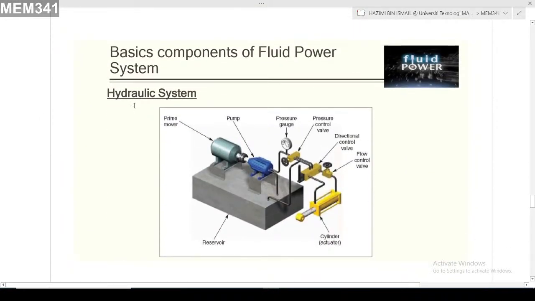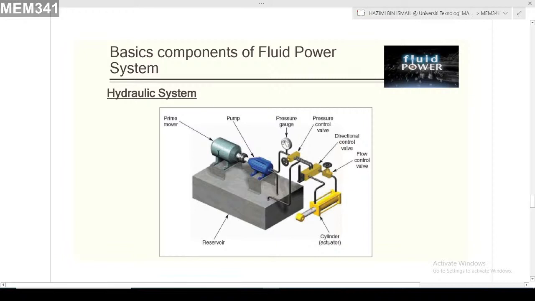Okay, this one is an example of a hydraulic system. You can see it has a reservoir to store oil or water. Then we have a pump. But to drive the pump, we must have an energy source. This energy source comes from the prime mover here. The prime mover can be an electric motor or an engine, a diesel engine, a gasoline engine, anything that can produce rotational energy.